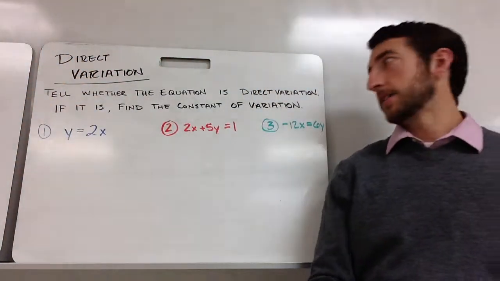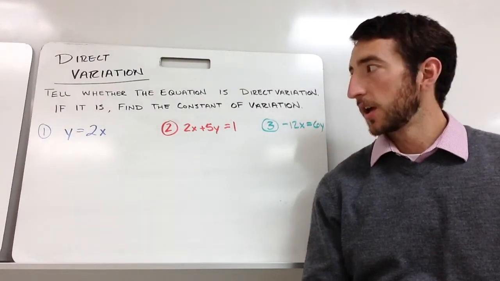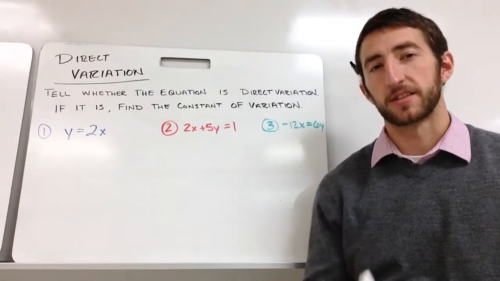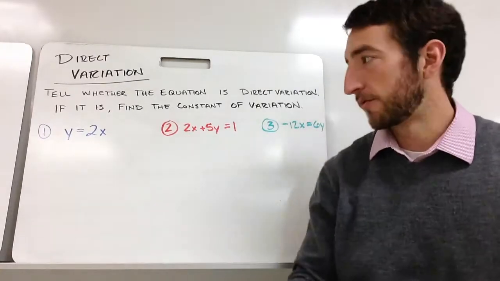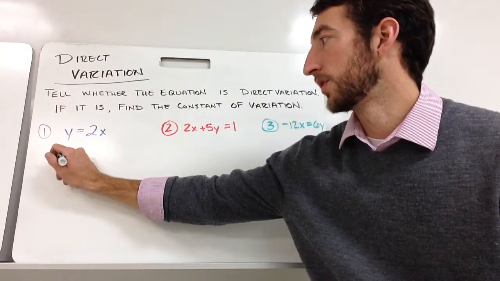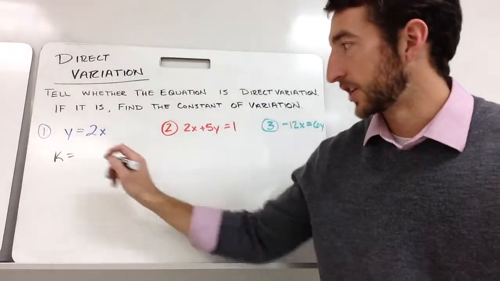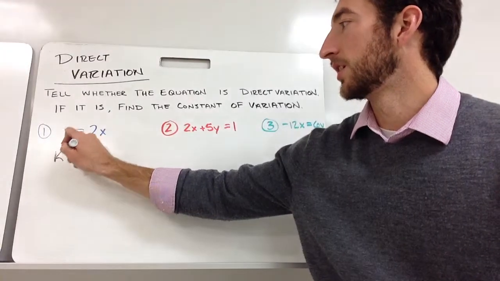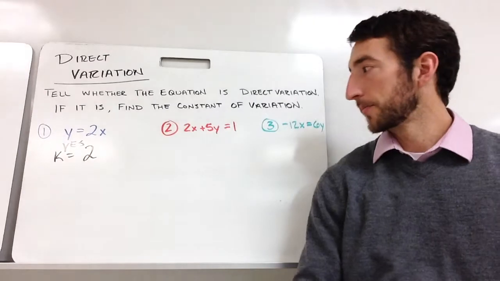Alright, you may be asked to tell whether an equation is direct variation, and then if it is, you're going to find the constant of variation. So the first thing you want to check is to see if it's in y equals k times x. This one is automatically in that form. It says find the constant of variation. Remember, constant of variation is k, so my k is equal to 2. So your answer for this one would be yes, it is, and my k is equal to 2.